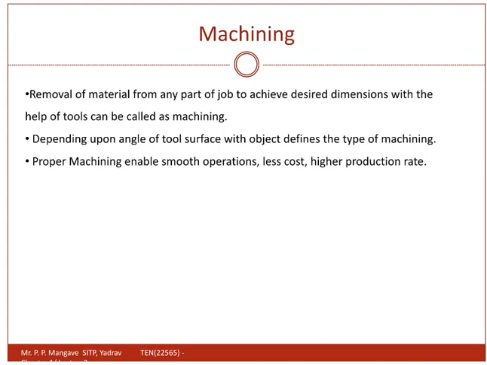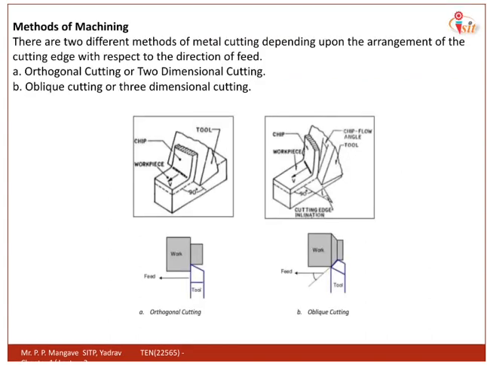Depending upon the angle of the tool cutting surface, and depending upon the dimensional accuracy, which type of machining is to be done must be decided. Proper machining enables smooth operation. Also it affects the economical factors, that is, it reduces the economical considerations, and it leads to a higher production rate. Below are the two different types of machining, or you can simply say metal removal techniques, that is orthogonal cutting or oblique cutting.